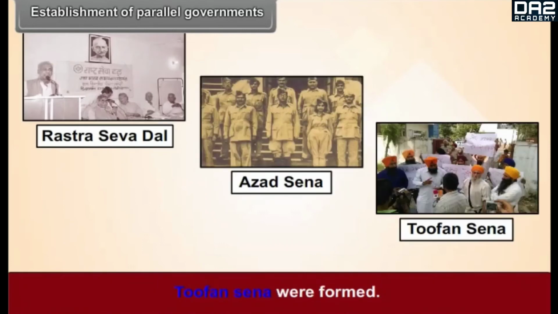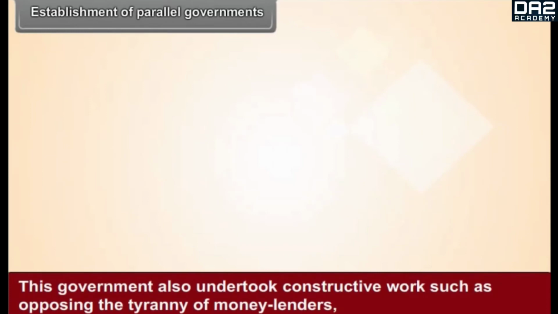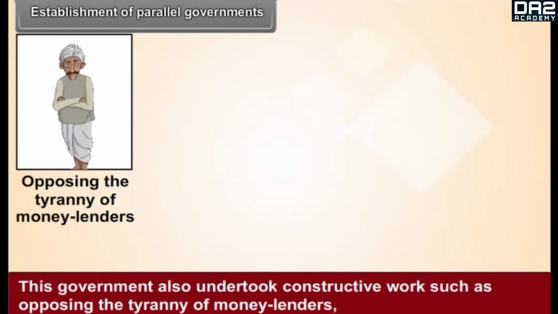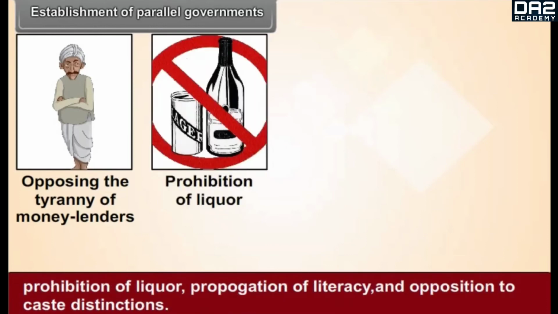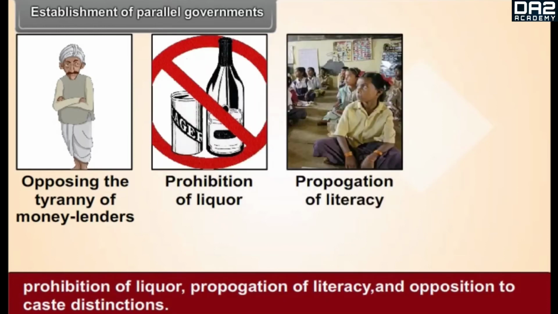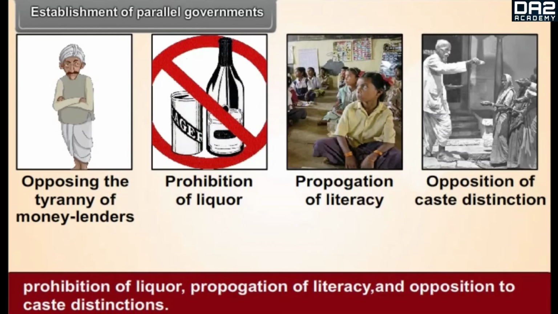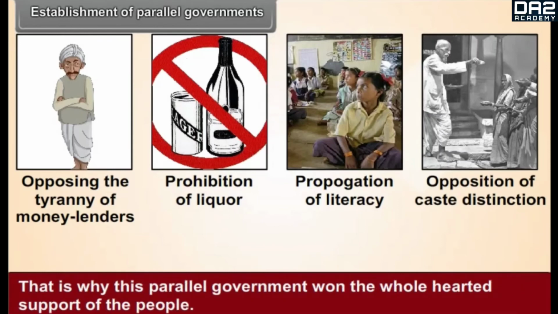Tufan Sena were formed. This government also undertook constructive work such as opposing the tyranny of money lenders, prohibition of liquor, propagation of literacy, and opposition to caste distinctions. That is why this parallel government won the wholehearted support of the people.